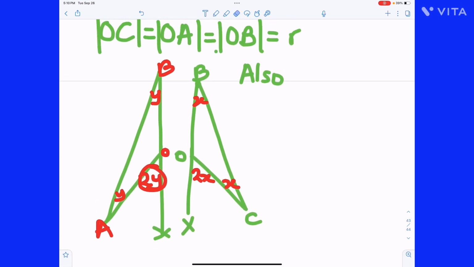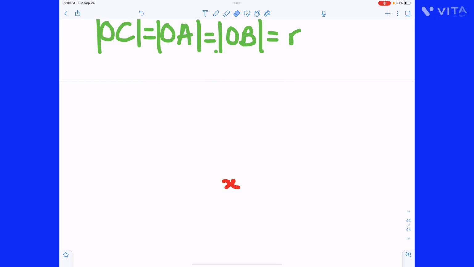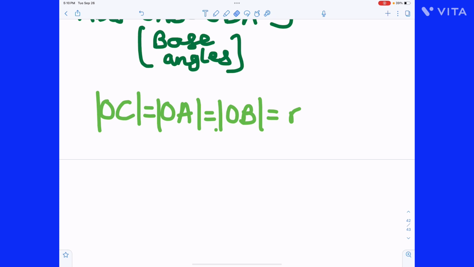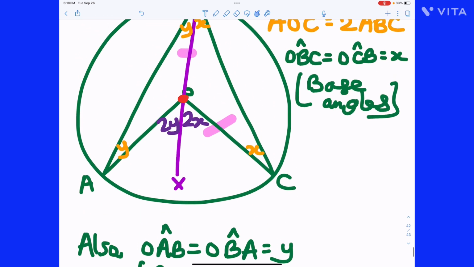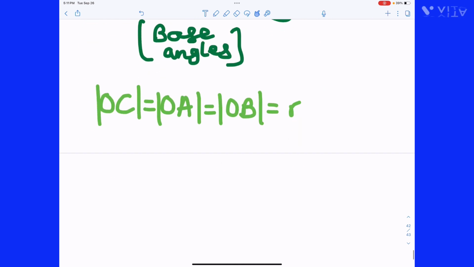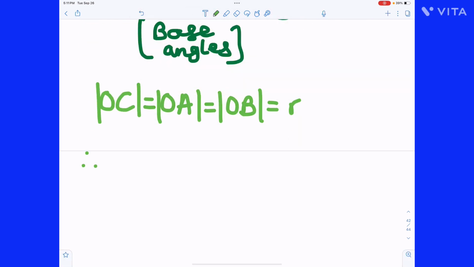So if I clean all of this now, I can go back to my diagram and put those values, those things I've explained. I can go back to my diagram, put 2x here for XOC and 2y here for XOA. That now means that angle AOC is equal to 2x plus 2y. Can you see angle AOC now? Angle AOC, this angle, is equal to 2x plus 2y. Therefore, angle AOC is equal to 2x plus 2y.